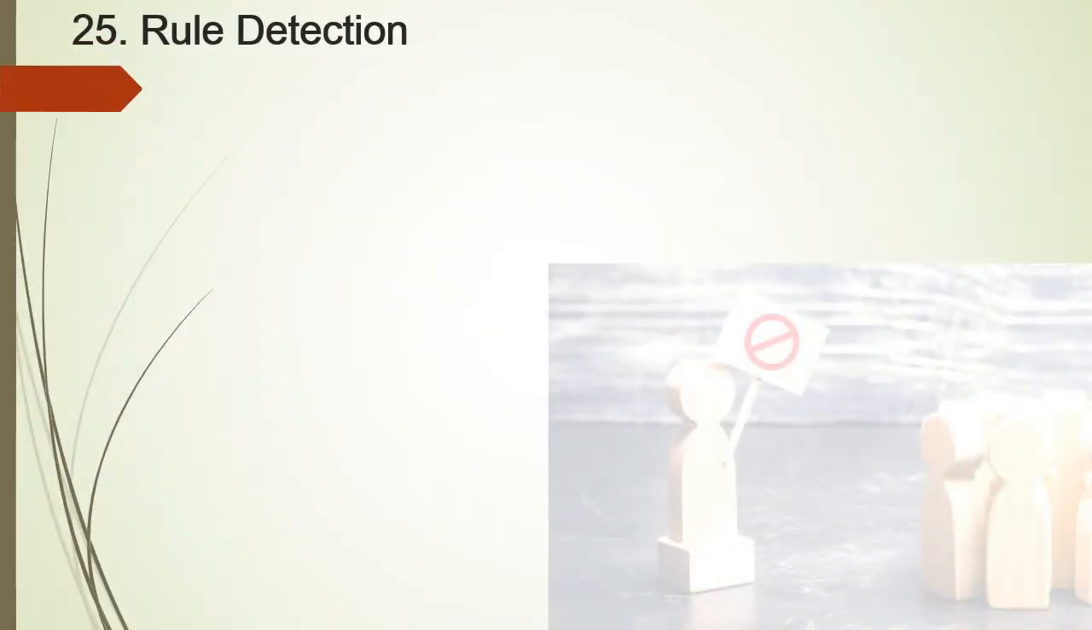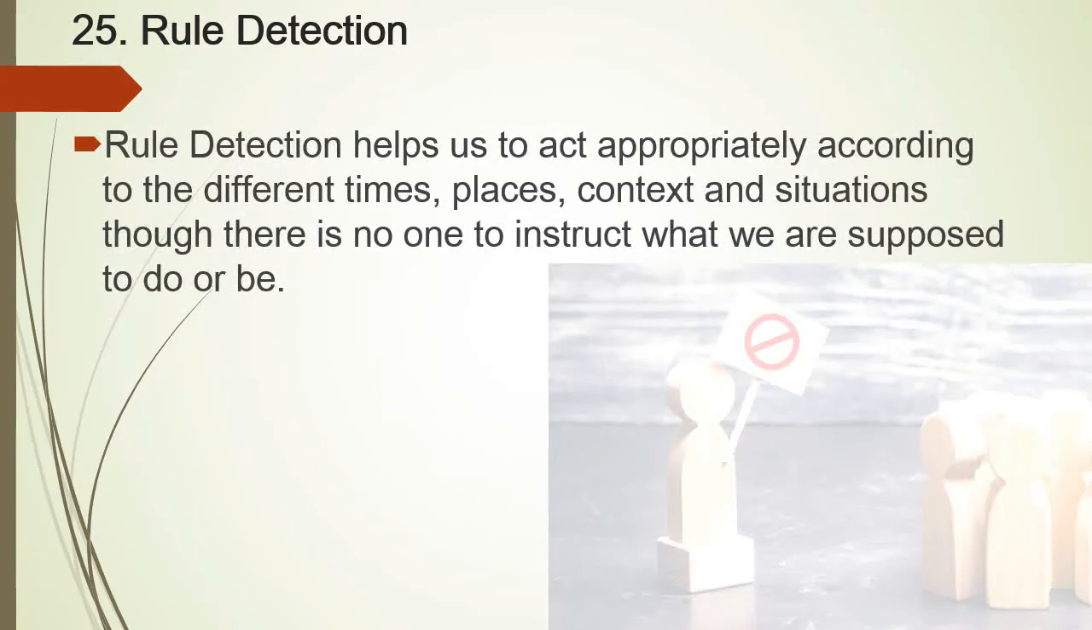The next subclassification under logical reasoning, non-verbal reasoning is rule detection. Rule detection helps us to act appropriately according to the different times, places, context and situation, though there is no one to instruct what we are supposed to do or be. Sometimes there would be signboards, there would be pictures through which we have to understand based on what rule they had been put up. So rule detection concepts help us in that.